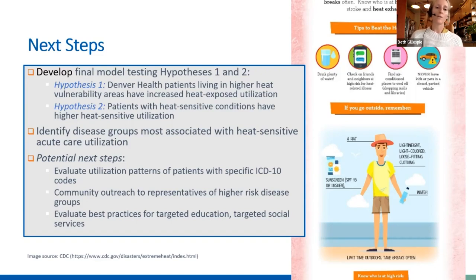So in hypothesis two, we're looking at heat sensitive conditions that have higher heat sensitive utilization. After we've performed our model and looked at our sensitivity analyses, we hope to identify disease groups that are most associated with heat sensitive acute care utilization. And then as potential next steps, I'd like to evaluate utilization patterns of patients with specific ICD-10 codes, and then go out into the community and talk to representatives of higher risk disease groups to evaluate best practices for targeted education and targeted social services.